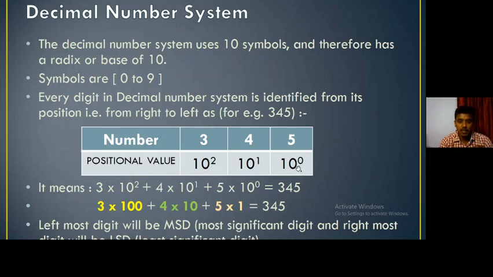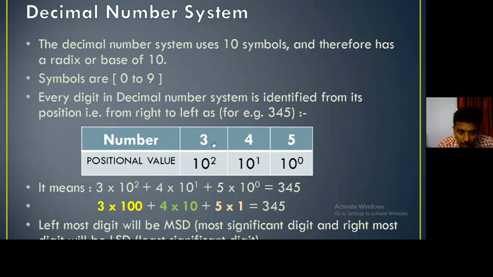The units place is denoted with the power 0, that is 10 power 0, as it contains 10 symbols, so then 10 power 1 and 10 square. Okay, clear. The positioning value 10 square is the hundreds place, 10 power 1 is the tens place and 10 power 0 is the units place. Now 3 into 10 square, 4 into 10 to the power 1 plus 5 into 10 to the power 0 gives the value of 345, that is 3 into 100 plus 4 into 10 plus 5 into 10 power 0, and anything to the power 0 has the value 1.